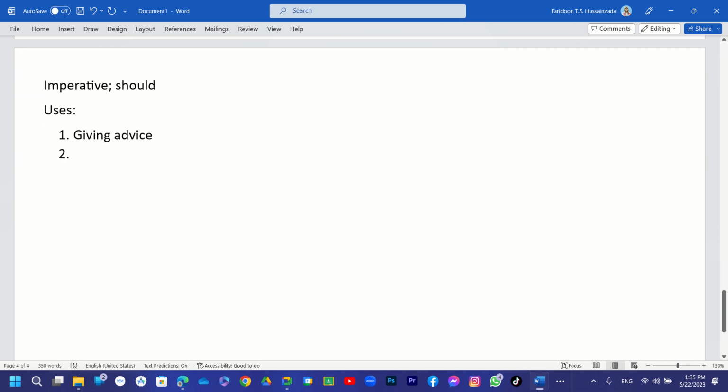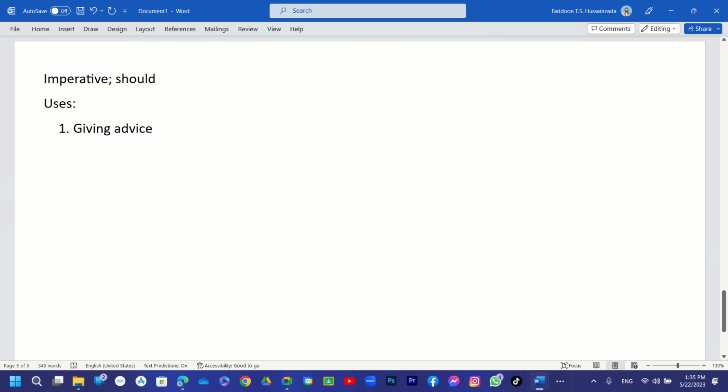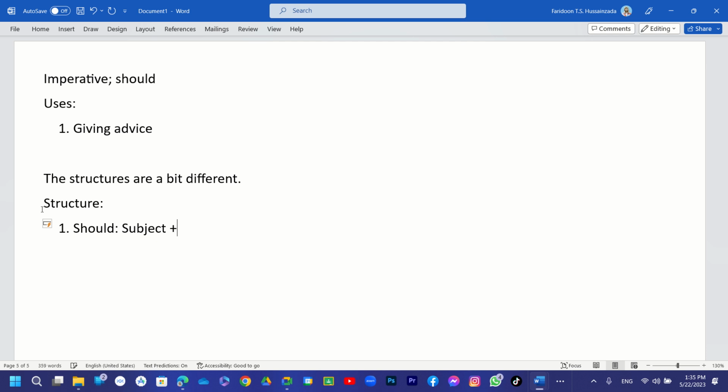But the difference between them is that the structures are a bit different. So let's talk about what the differences are. The structure for should is going to be like the other modals. So subject plus should plus base form or verb 1, or infinitive as you can call it, and you can continue it with other stuff as well.